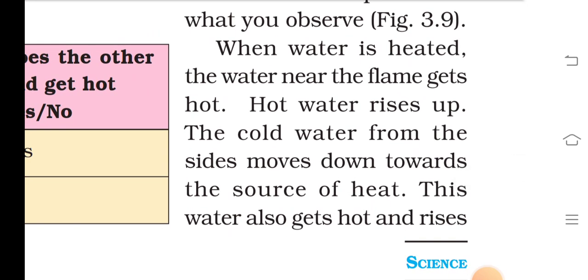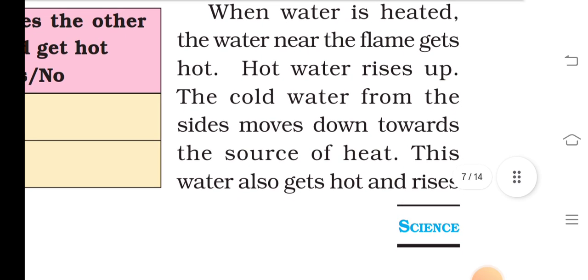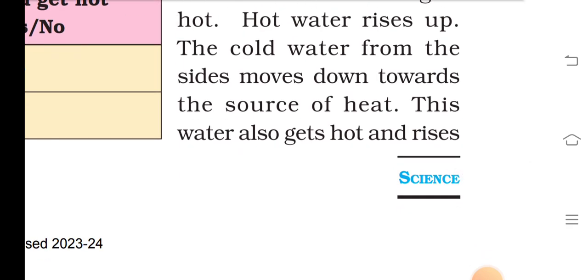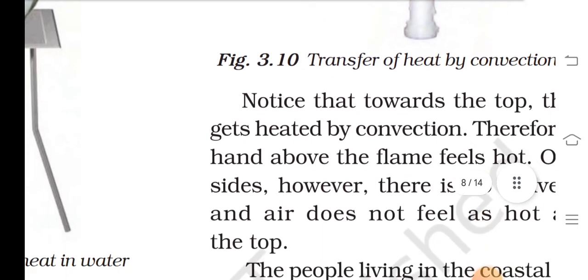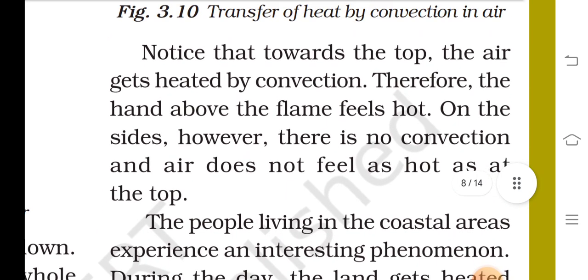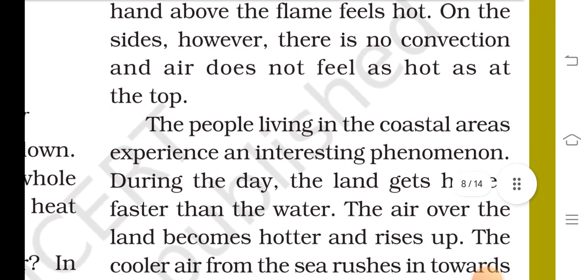When water is heated, the water near the flame gets hot. Hot water rises up, and cold water from the side moves down towards the source of heat. This water also gets hot and rises. Notice that towards the top, the air gets heated by convection, therefore the hand above the flame feels hot. On the sides, however, there is no convection and air does not feel as hot as at the top.